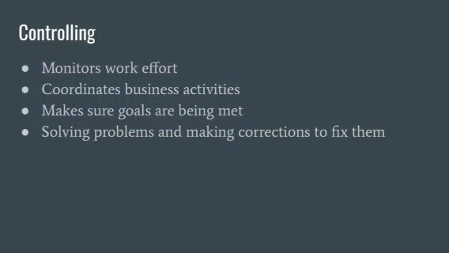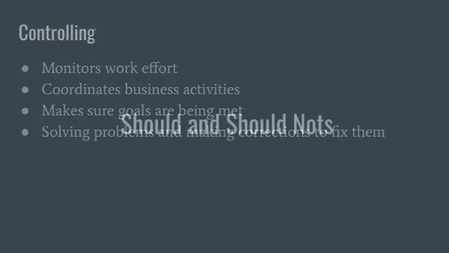Controlling is the fifth and final management function. Controlling involves monitoring the work effort. It also involves coordinating business activities to make sure that quality work is getting done. Controlling also involves making sure that the business's goals are being met. Controlling is also solving problems and making corrections to fix those problems.